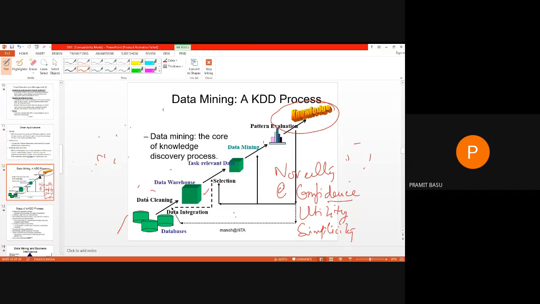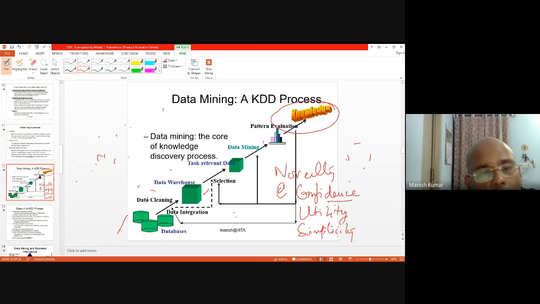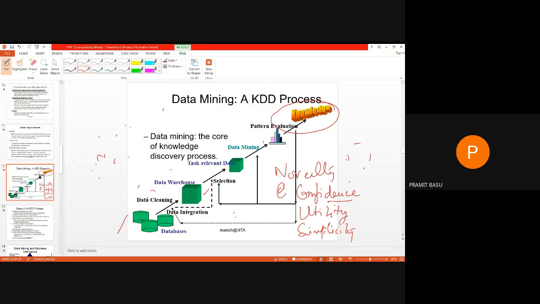So, sir, after the pattern evaluation, how do we do the pattern recognition? That part is not clear to me. If you could just explain it once more. No, what actually is the question, please repeat the question. So, sir, after we are done with the pattern evaluation, which one are we supposed to choose? The choosing of the correct pattern is not clear.